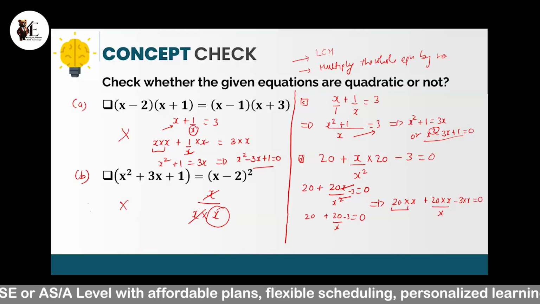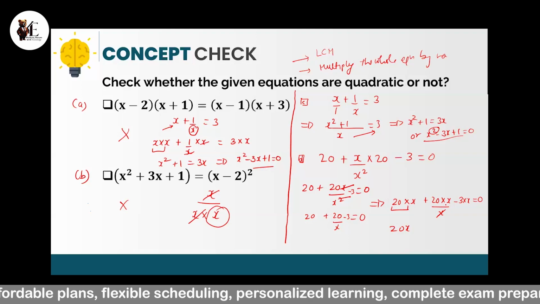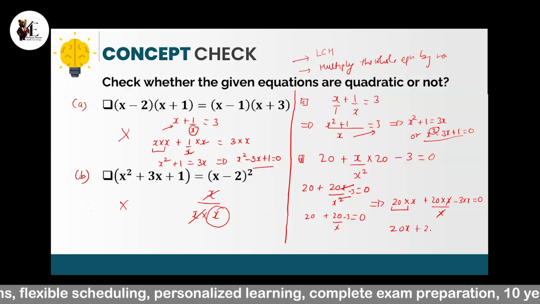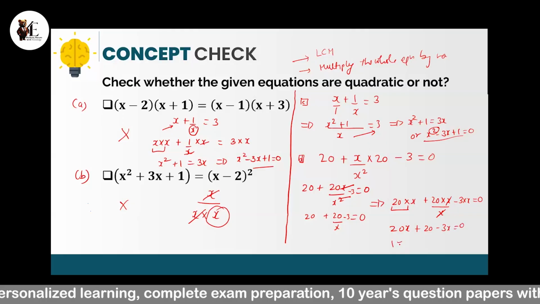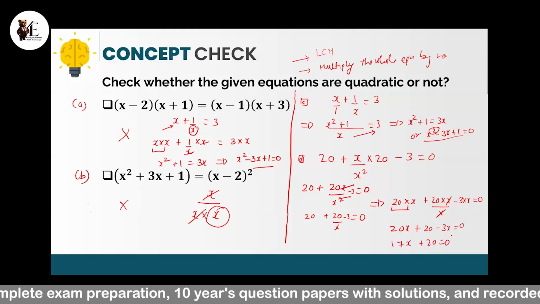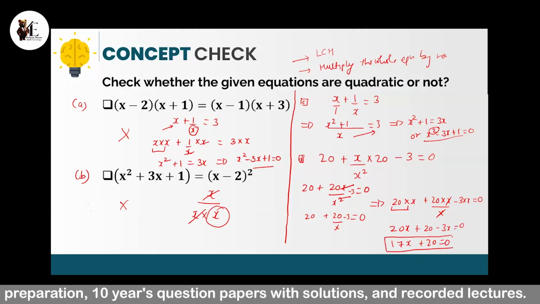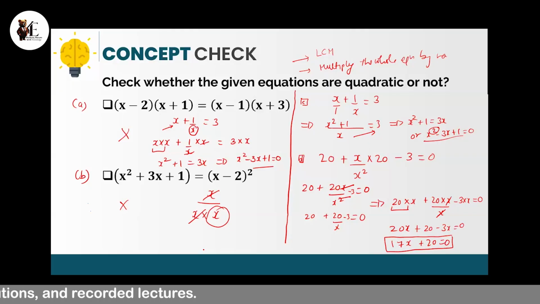So 20 into x, that will be 20x. This x will be cancelled out. So plus 20 minus 3x is equals to 0. 20 minus 3x, that will be 17x plus 20 is equals to 0. And you can see that it is a linear equation. It is not a quadratic equation because the highest power of the variable is 1. It's not 2. So Dhruv and Hamza, please check your answers again and do let me know whether you guys want to ask anything.